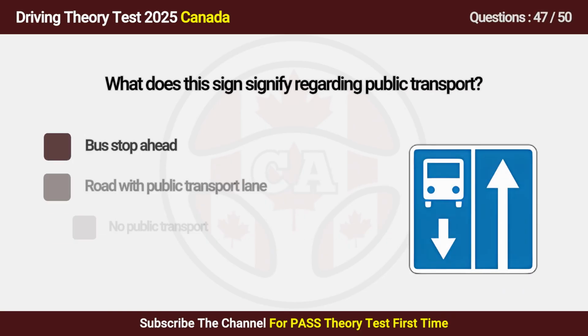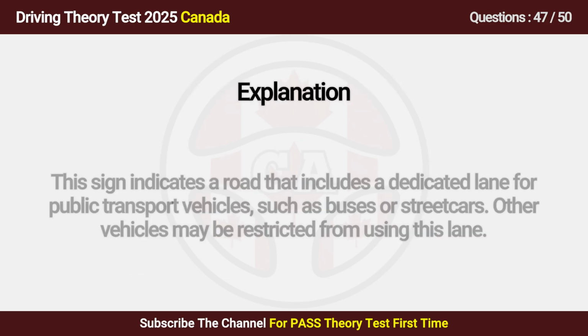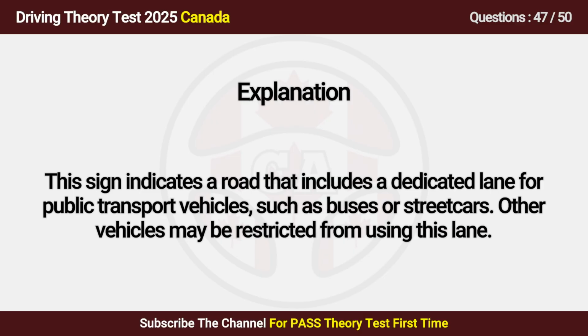Question 47. What does this sign signify regarding public transport? A. Bus stop ahead. B. Road with public transport lane. C. No public transport. D. Taxi stand. Answer is B. Road with public transport lane. This sign indicates a road that includes a dedicated lane for public transport vehicles, such as buses or streetcars. Other vehicles may be restricted from using this lane.